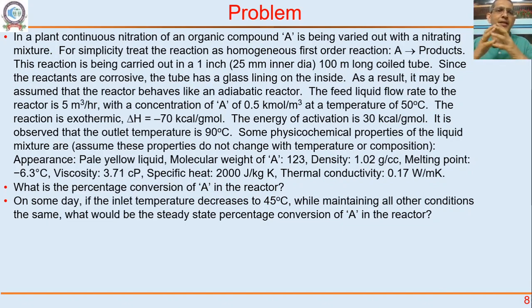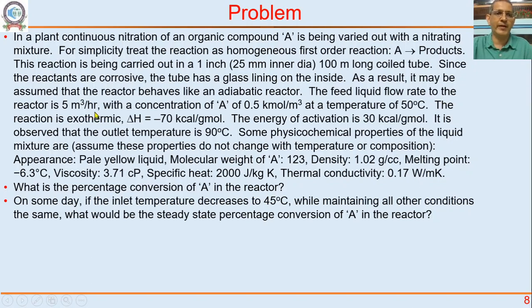So imagine that in a plant, continuous nitration of an organic compound A is being carried out with a nitrating mixture. Let's for simplicity assume that it's a homogeneous reaction, first order, A going to products. Let's say this reaction is being carried out in a 1 inch, 25 millimeter inner diameter, 100 meter long coil tube. Since the reactants are corrosive, the tube has a glass lining on the inside. As a result, it may be assumed that the reactor behaves like an adiabatic reactor.